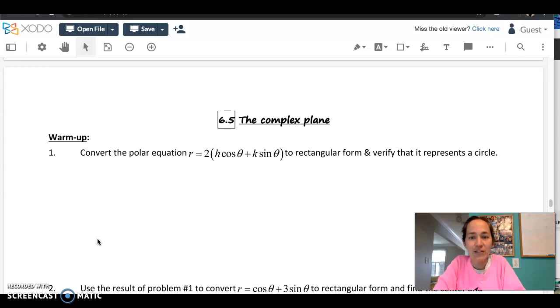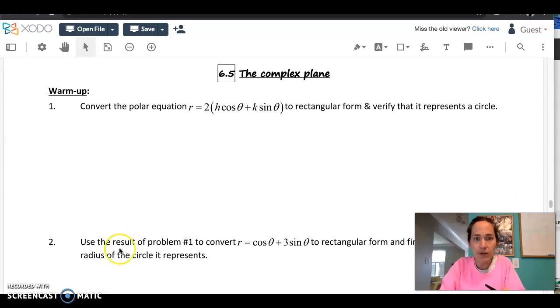And here we're actually going to backtrack into a little bit of chapter 6 and speak of the complex plane and complex numbers in polar form. This has been a unit where converting has been a big deal, and we've mainly been converting between rectangular form in terms of x's and y's and polar form in terms of r's and thetas. But now you'll see us using some of those same conversion skills just in a different format.